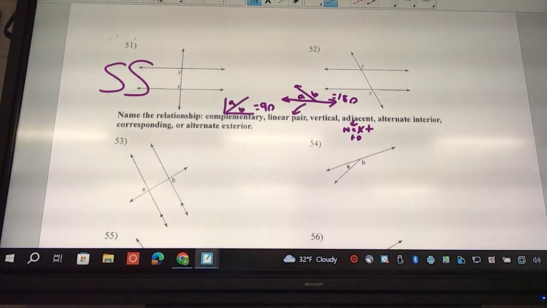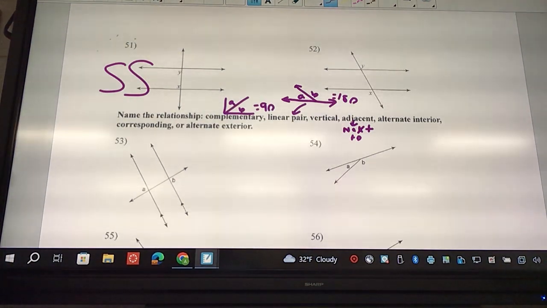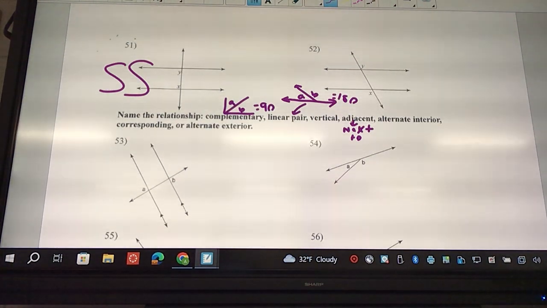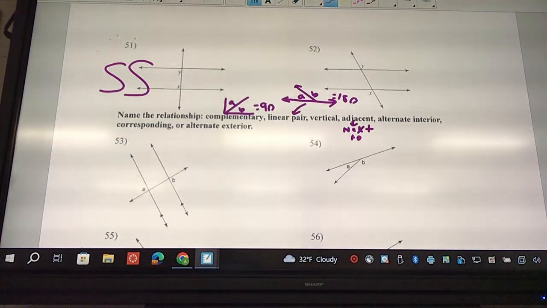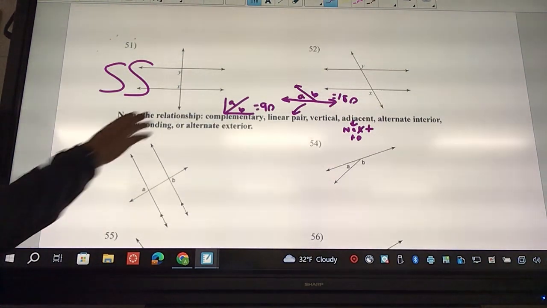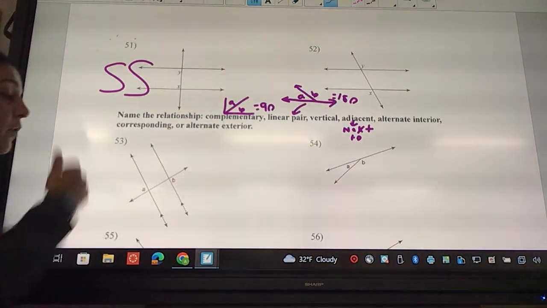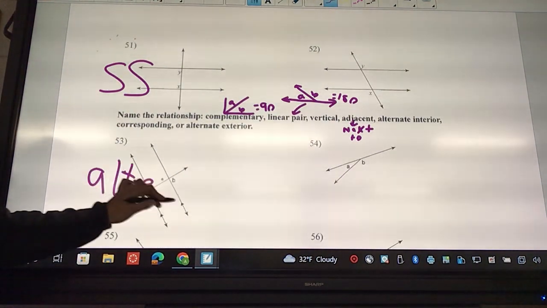If we look at 53, is A on the inside or outside? Outside. What about B? Outside. So it could be exterior, or it could be adjacent. And that's it. All the other ones have to be touching each other. So this is going to be an alternate exterior.